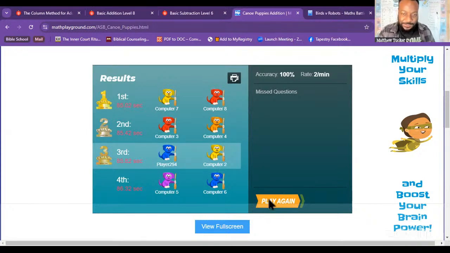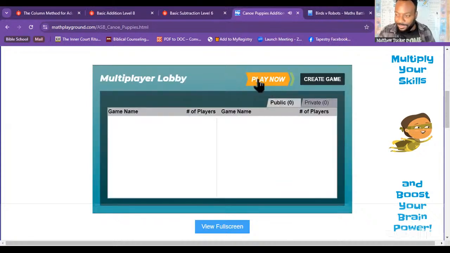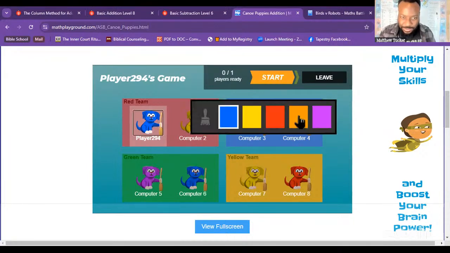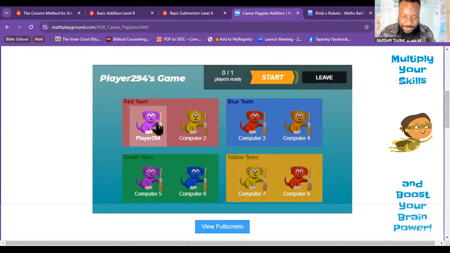All right, let's try again. This time we want to be a lot quicker, don't we? We want to be speedy. Let's go for it. Shall we go red team? Yeah, blue dog. Or purple dog. Purple just doesn't seem to fit. How about we do a Clifford, the big red dog? Okay, we're a red dog this time.